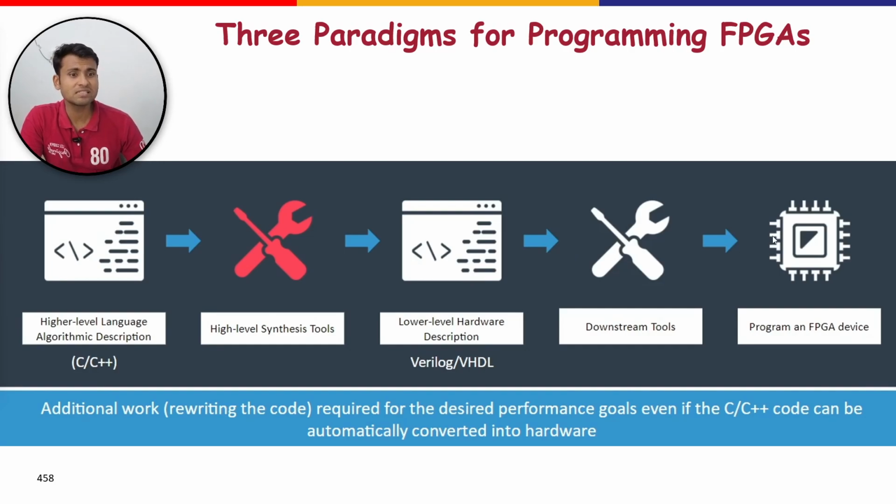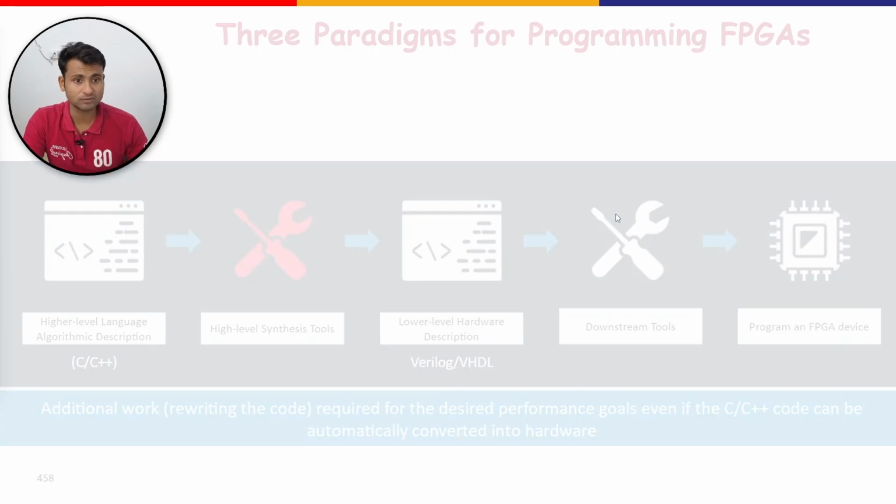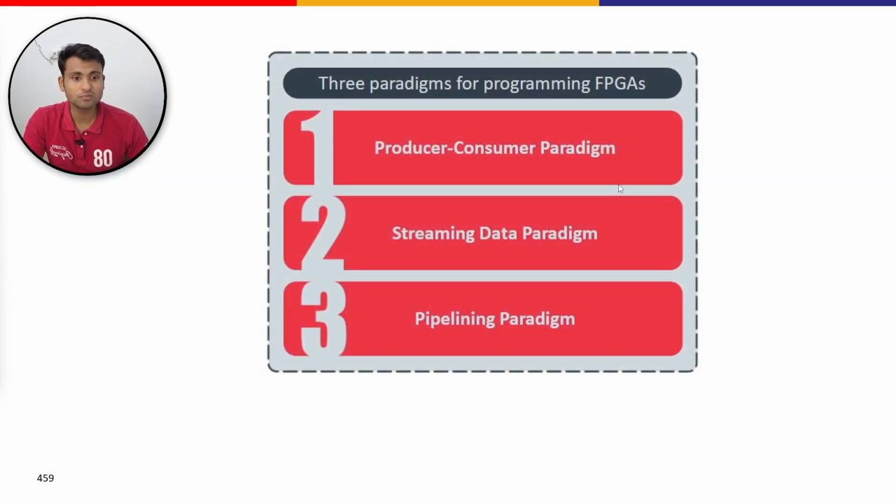Even if C++ can be automatically converted or synthesized into hardware, achieving acceptable quality of results will still require additional work, such as rewriting the code to help the HLS tool achieve the desired performance goals. To do this, you need to understand the three paradigms for programming FPGAs. The first being the producer-consumer paradigm, the second being the streaming data paradigm, and the third being the pipelining paradigm.